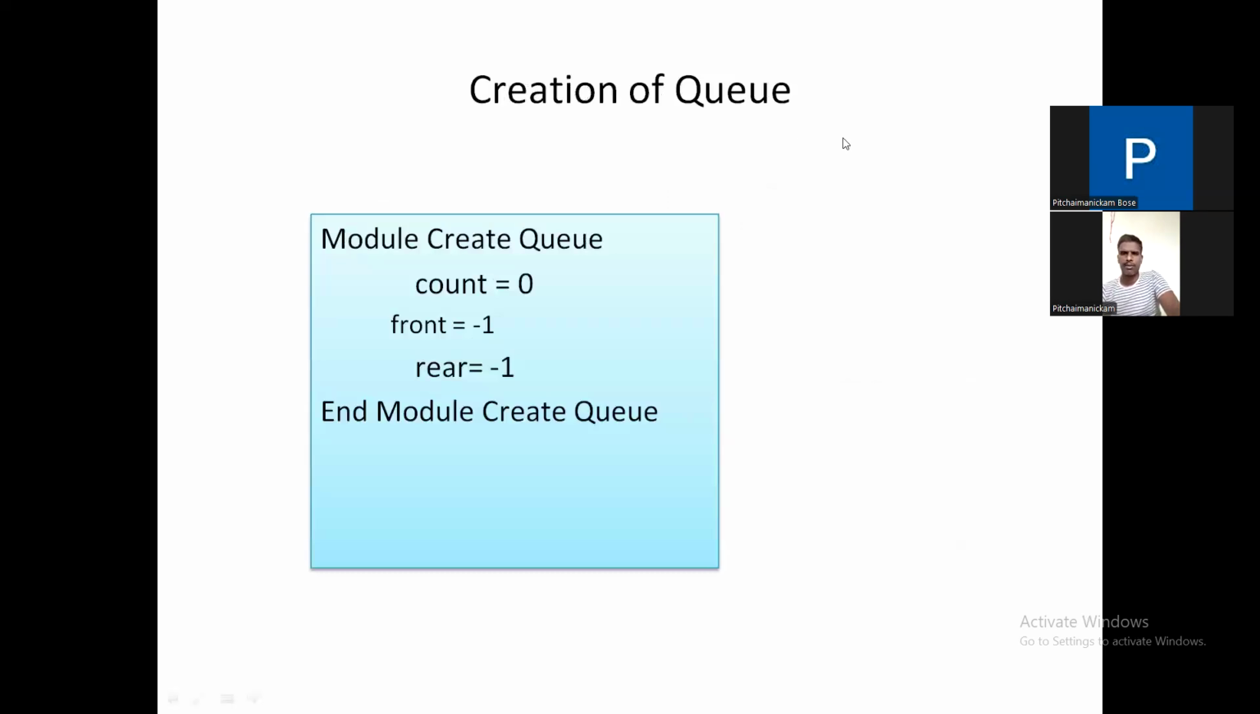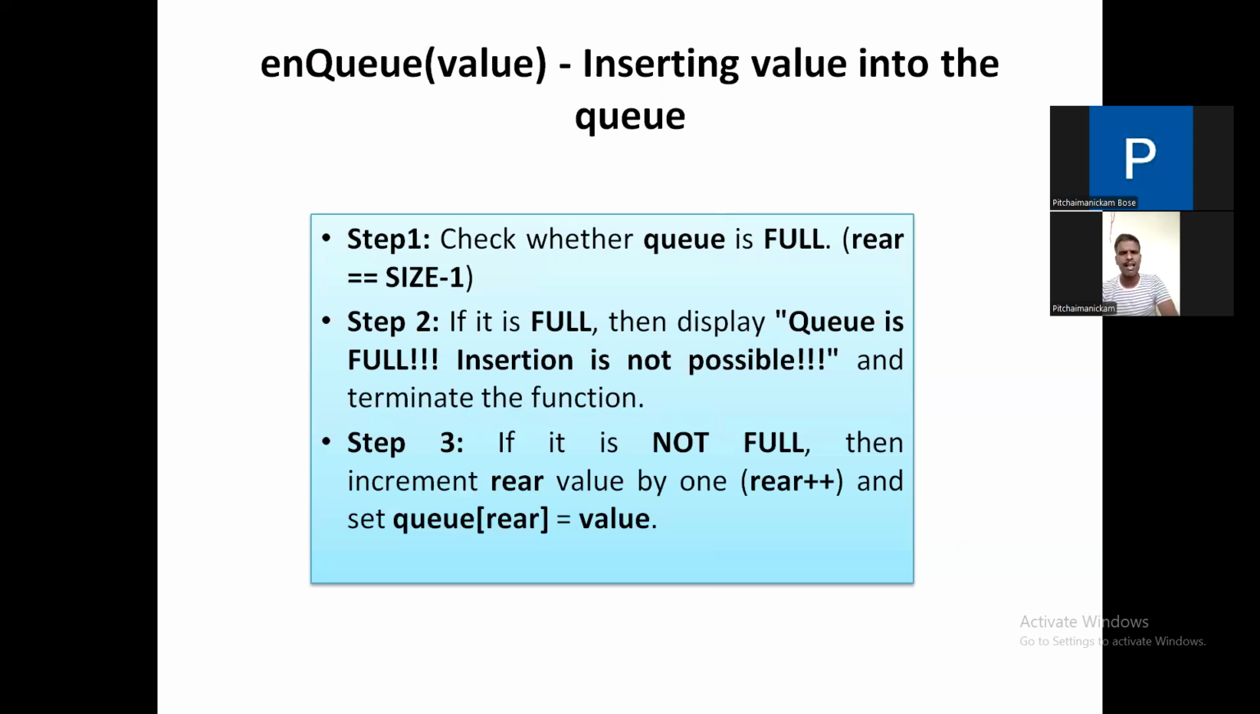Suppose we are creating a queue consisting of three variables: count equal to 0, front equal to -1, and rear equal to -1. This is a way of initializing the variables for creating the queue. Next, how are we going to perform the enqueue operation? How are we going to insert an element into the queue?